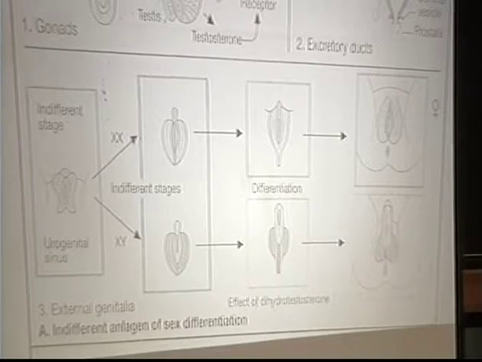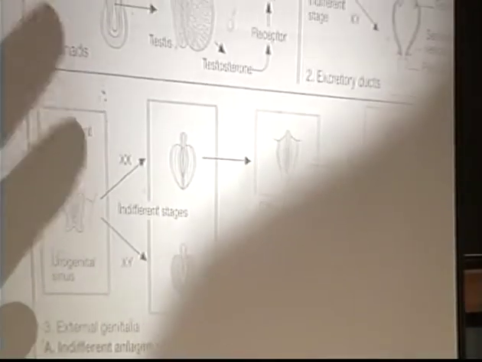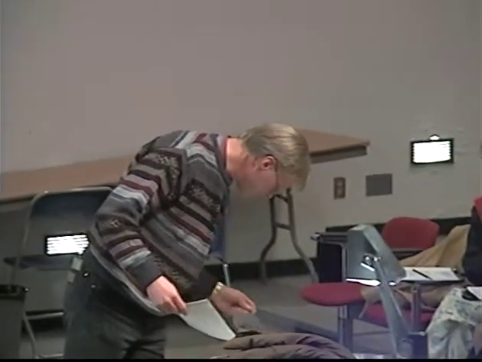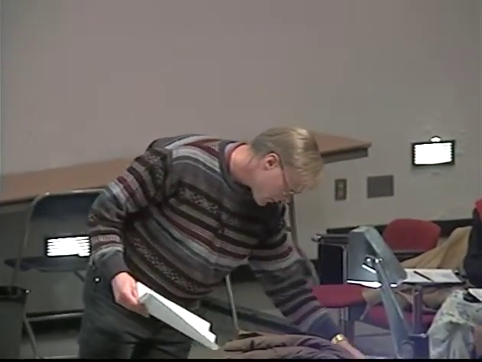Okay, so lots of different things are happening based on whether you have the Y chromosome or not. Okay, so what we can do then is we can look at a time course and ask what periods in human development do these events occur, and what kinds of things are happening.